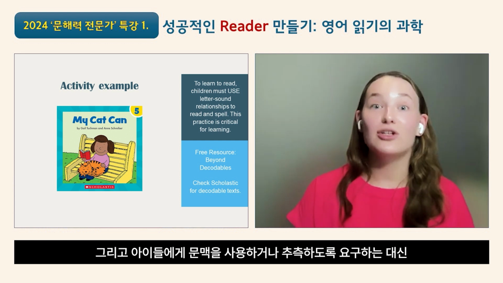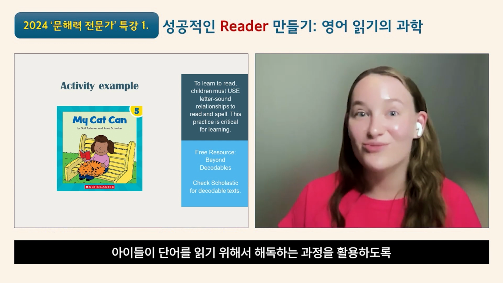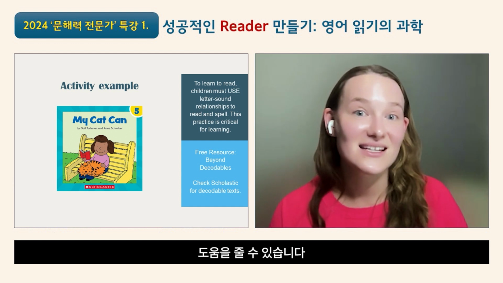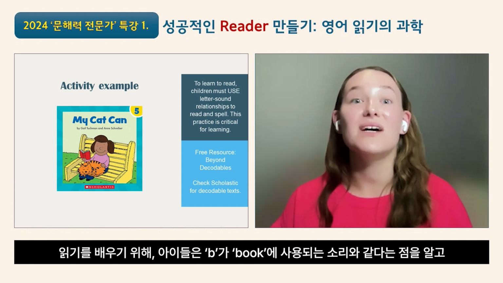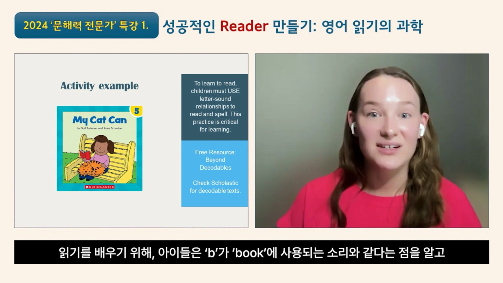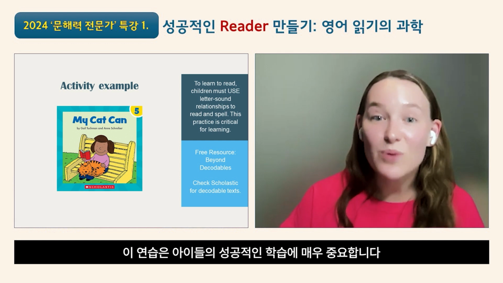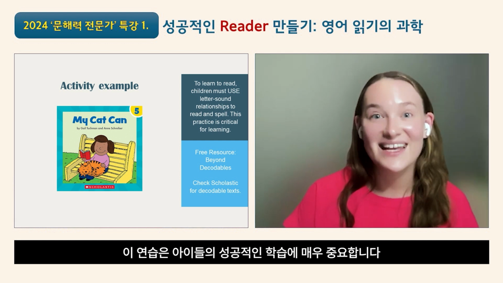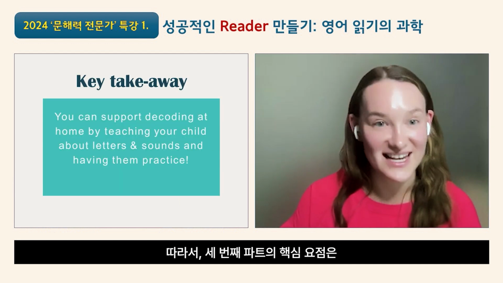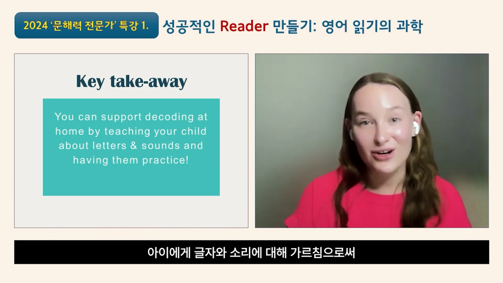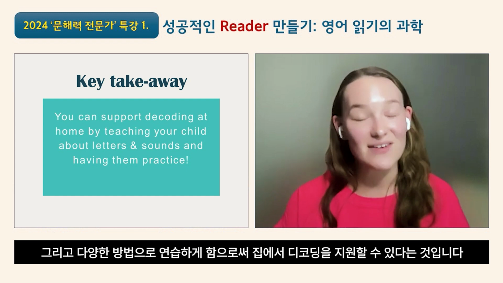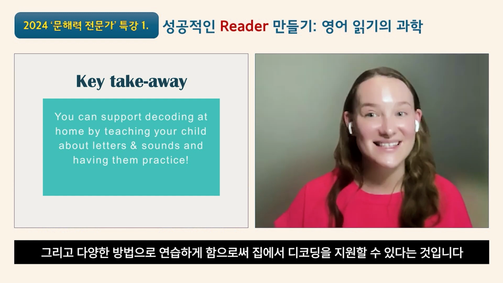Then you can help your child use the act of decoding to read words instead of asking them to guess or to use context. To learn to read, children must use their knowledge of things like he spells b to read and spell. This practice is critical for their learning and for their success. So our key takeaway from our third section is that you can support decoding at home by teaching your child about letters and sounds and by having them practice in lots of different ways.